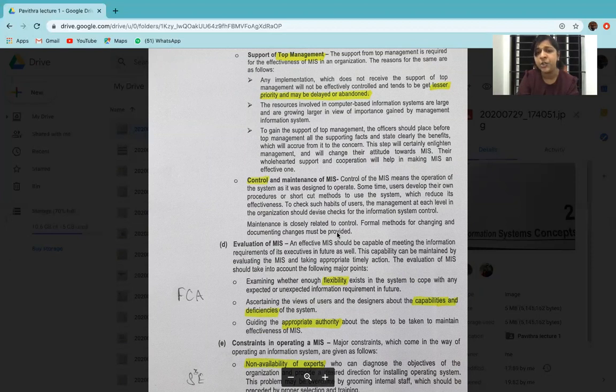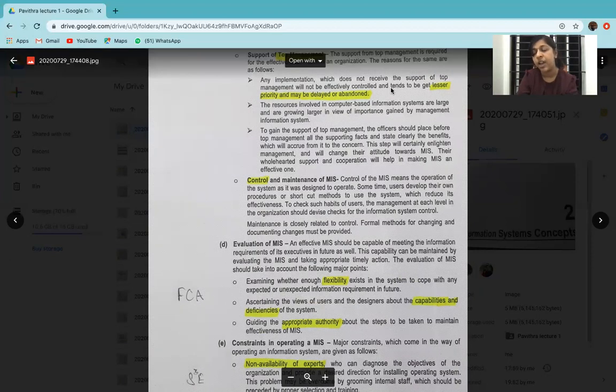Because top management should be guiding the mid-level management, and if the top management's point of view is not brought into the eye view of the top management, then it is likely that they get lesser priority and or it might be delayed or abandoned. So the support of the top management is essential.